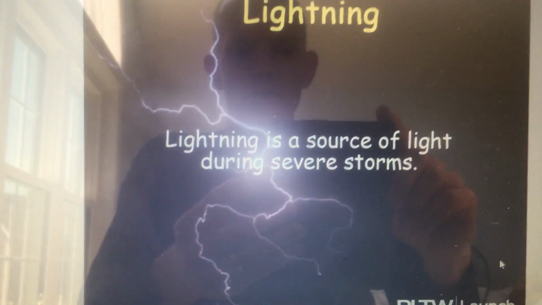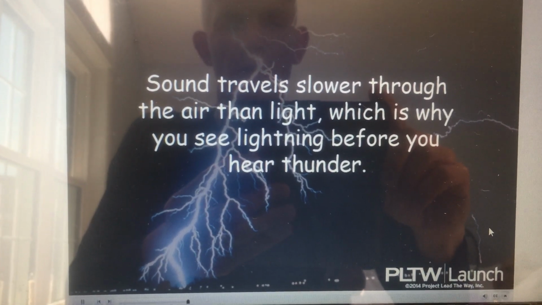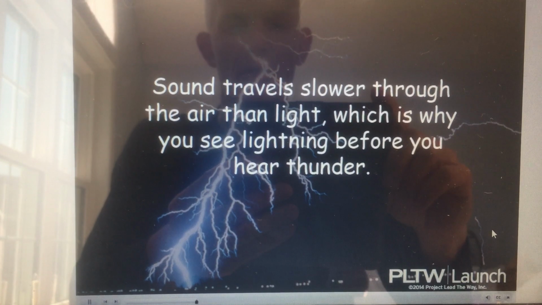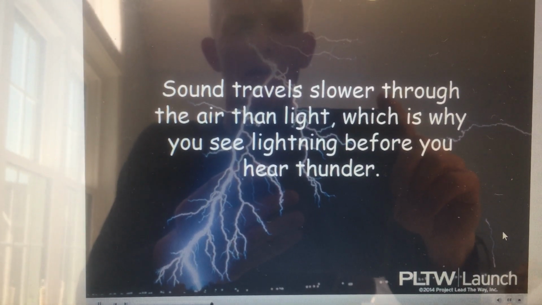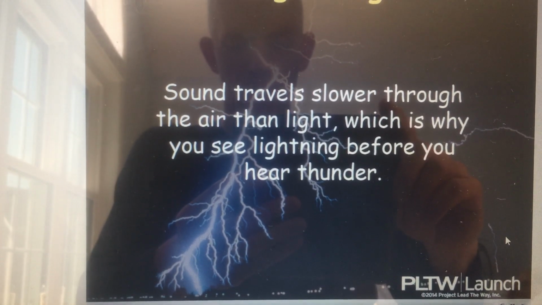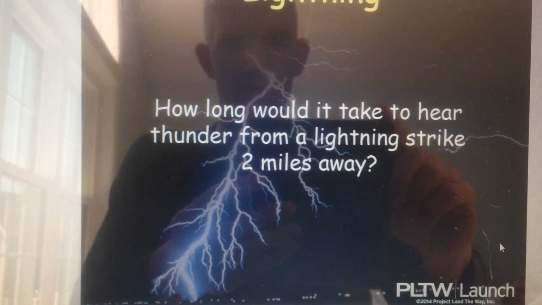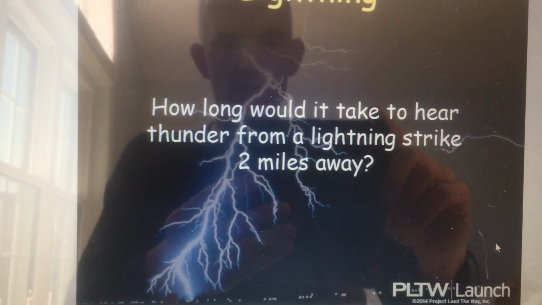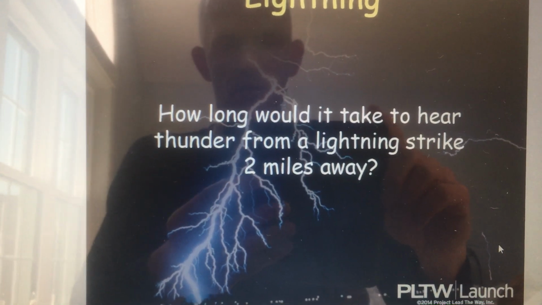Lightning is a source of light during severe storms. Sound travels slower through the air than light, which is why you see lightning before you hear thunder. If you hear thunder 5 seconds after you see the flash of lightning, the bolt hit the ground about a mile from where you are. How long would it take to hear thunder from a lightning strike 2 miles away? Write your answer in your launch log.